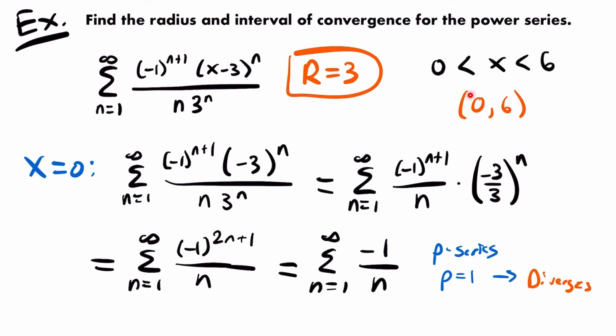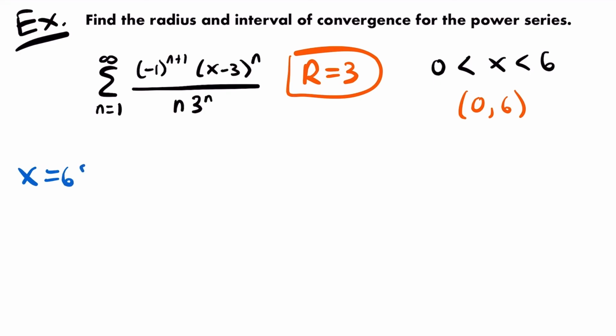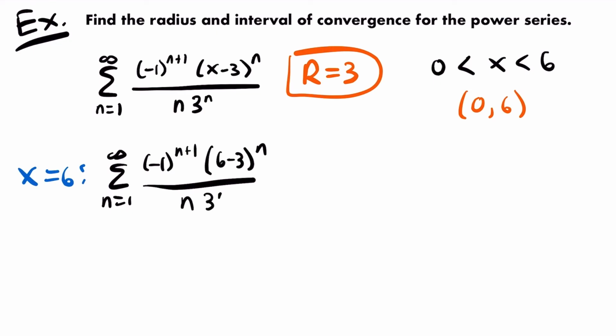All right, so we checked the first endpoint. Now let's check the second one. Let's see what happens when x is equal to 6. So if I clean up my work, when x equals 6, we will have the sum from n equals 1 to infinity of -1 to the power of n plus 1 times 6 minus 3 to the power of n divided by n times 3 to the power of n. All right, we just replaced x with 6. And now 6 minus 3 is 3. And so we'll just have 3 to the power of n, right?